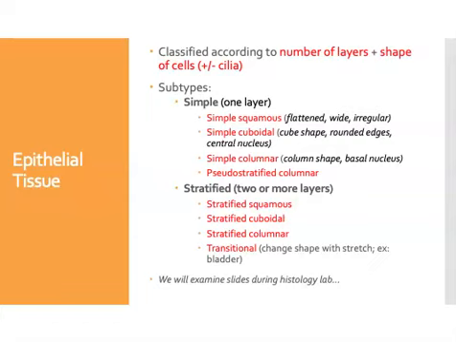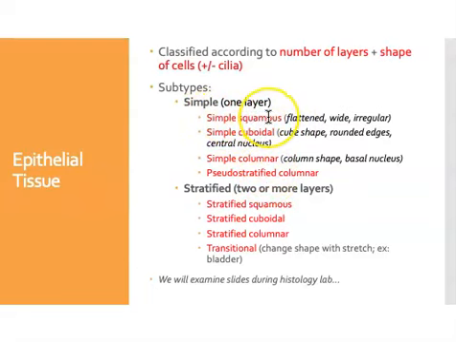Now, under the category of simple epithelium, you'll notice that there are four different types: simple squamous, simple cuboidal, simple columnar, and pseudo-stratified columnar. That's quite a mouthful. All of these are simple epithelium. All of these have a single layer, but they have different shapes.